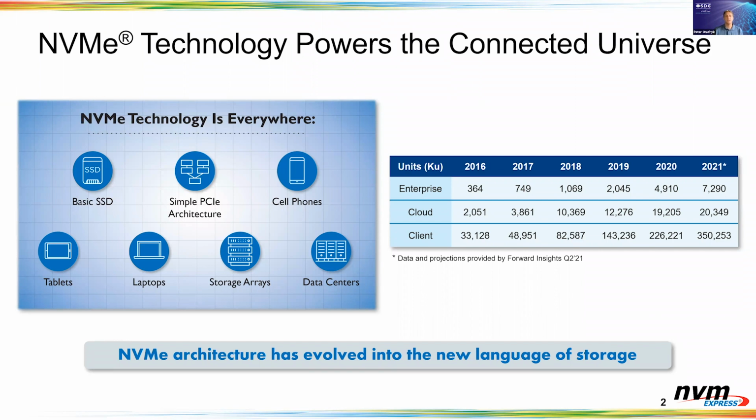The table on the right shows the unit growth for NVMe, and you can see that NVMe has grown from an emerging technology in 2016 to a mainstream technology in 2021. In 2021, we expect over 7 million units shipped into enterprise, over 20 million units shipped into cloud applications, and over 350 million units shipped into client applications. The NVMe architecture has been called the new language of storage, since we are now seeing many people design their systems around NVMe technology.